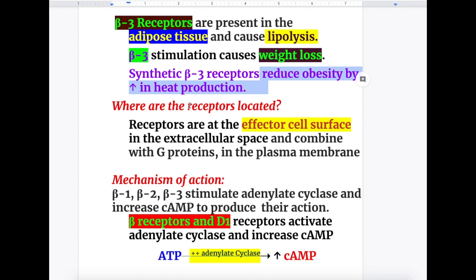Where are the receptors located? Receptors are located at the effector cell surface in the extracellular space and combined with G proteins in the plasma membrane. Mechanism of action of the beta receptors: beta 1, beta 2, and beta 3 receptors stimulate adenylate cyclase and increase cyclic AMP to produce their action.